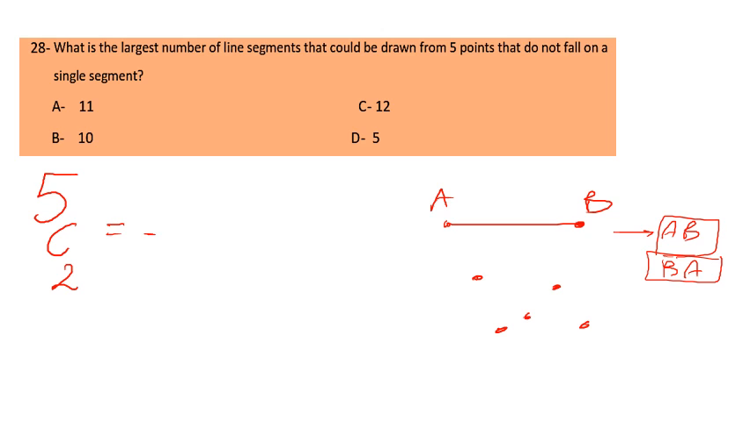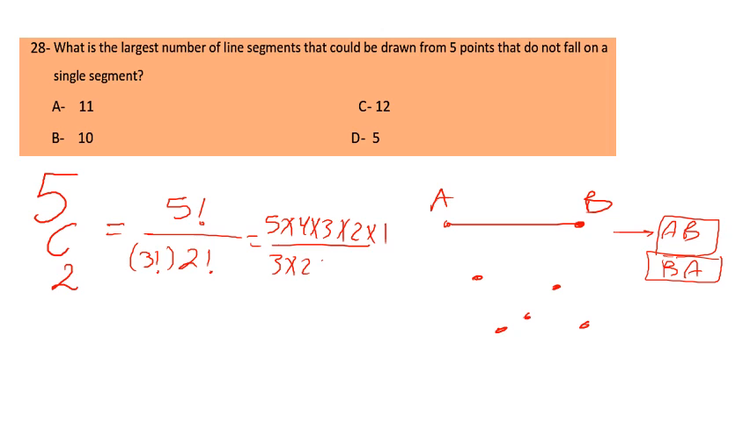So 5c2 is 5 factorial divided by 2 factorial multiplied by the difference between 5 and 2, which is 3 factorial. So it's 5 times 4 times 3 times 2 times 1 divided by 3 times 2 times 1 times 2 times 1. So 3 times 2 times 1 cancels, leaving 5 times 4 which is 20. 20 divided by 2 is 10. So it's 10 line segments.